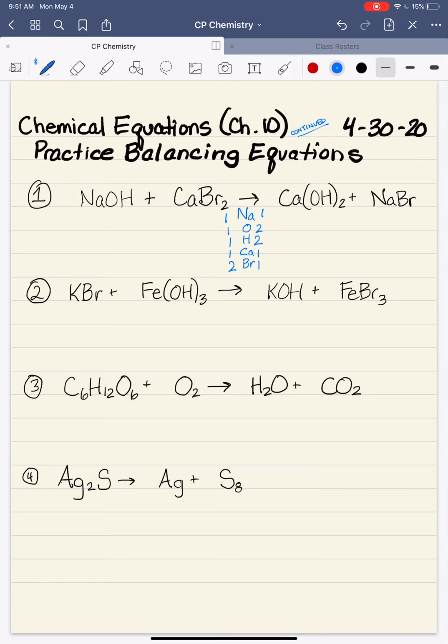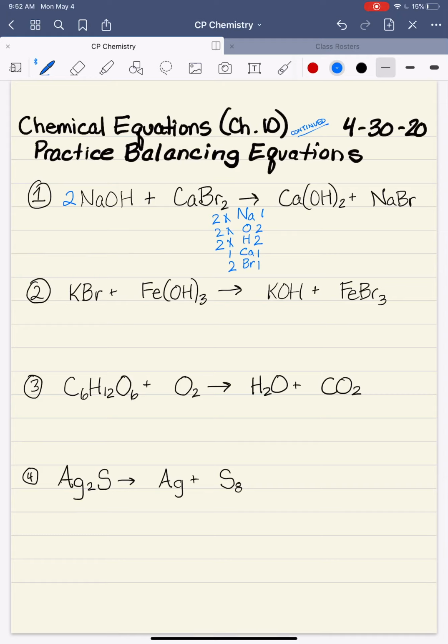I think what I want to do is go ahead and put a 2 in front of NaOH. That's going to change my sodium to 2 on my reactant side, and it's also going to change my oxygen and my hydrogen to 2. So I'm really close here.